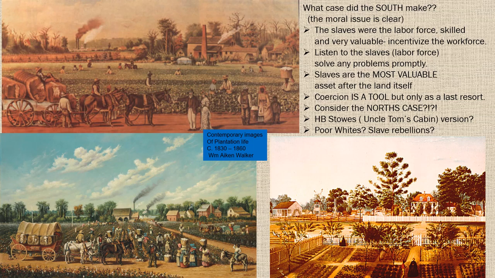Now, again, you're going to need this later when we start talking about the Dred Scott case. That's exactly what was going on with Dred Scott and his wife, Harriet. They were household servants. Think of the guy, by the way, just really quickly.